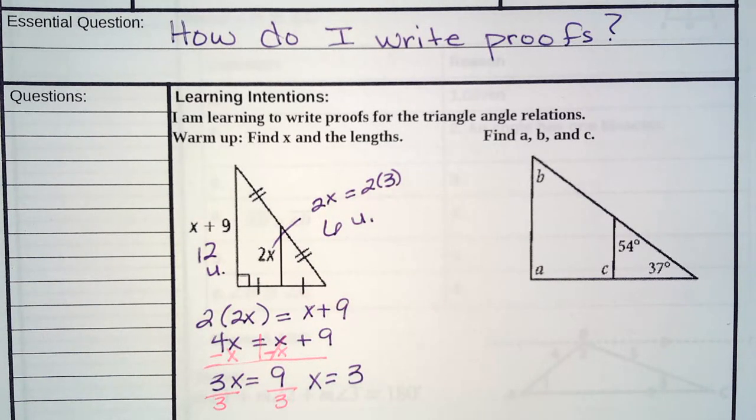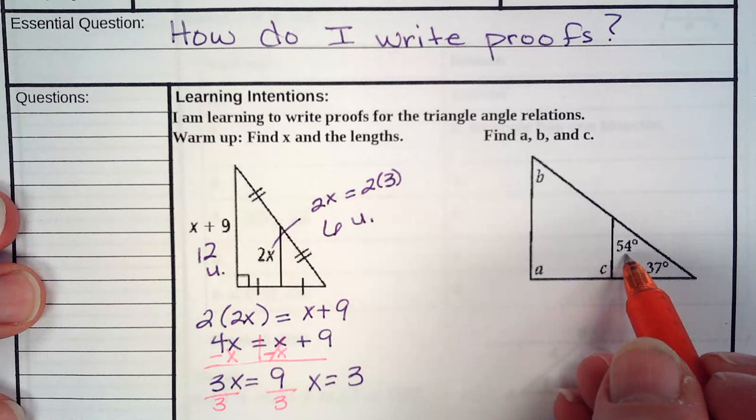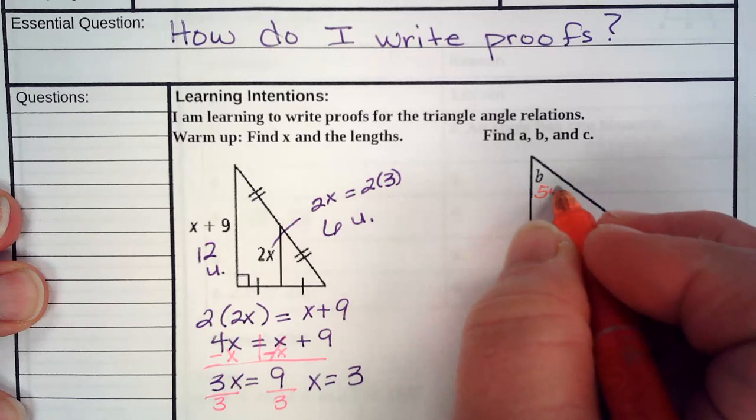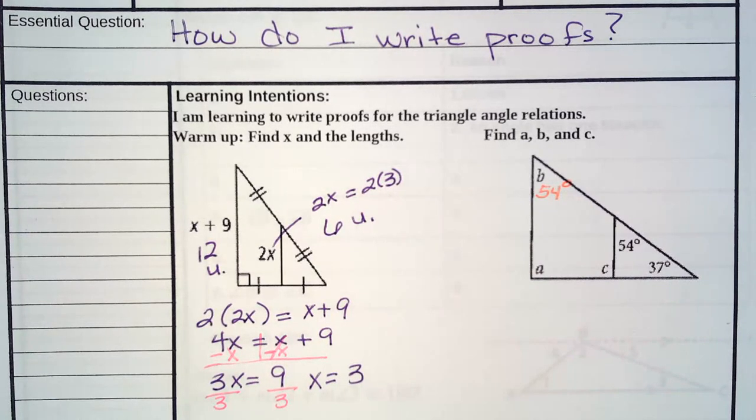Okay, now finding the angles is a little bit more tricky. Why? Because we don't always remember we've got parallel lines. We don't always remember that corresponding angles are congruent. So as I look at this next picture, without any math at all, I know if this one's 54, this one has to be 54 degrees too. Their corresponding angles are congruent.